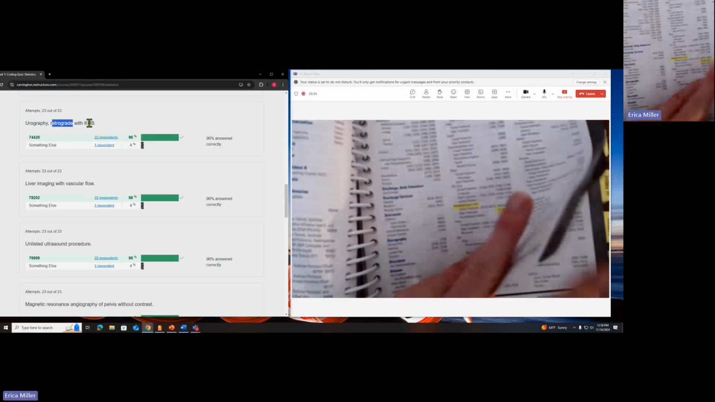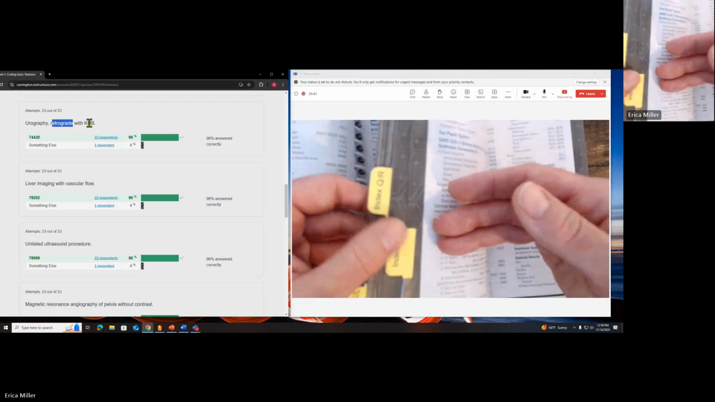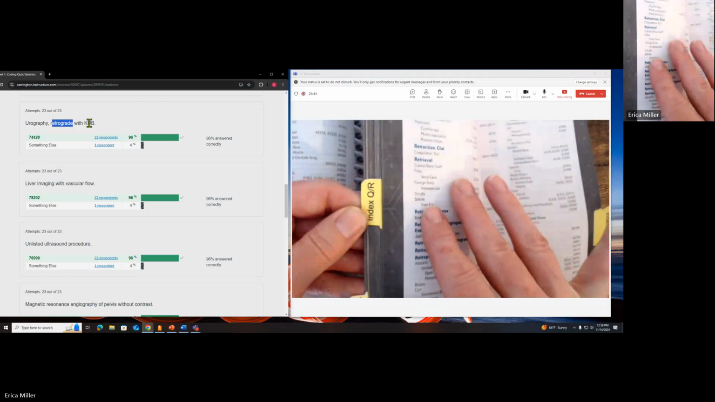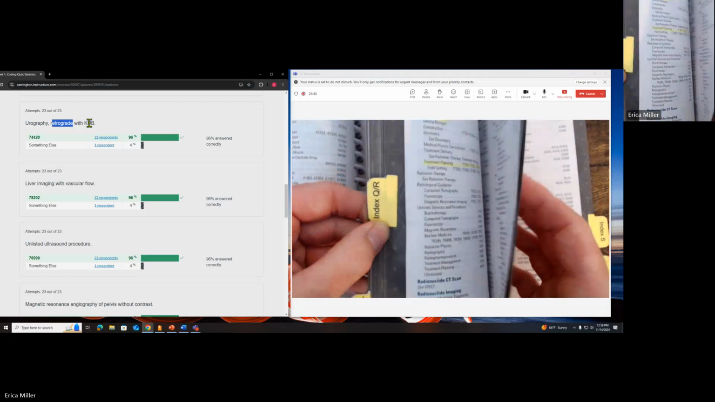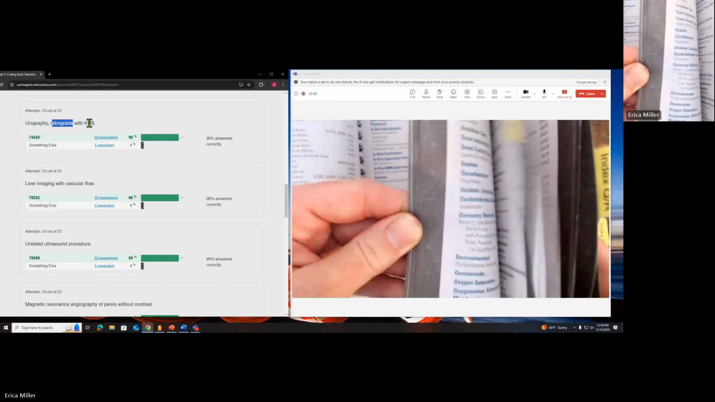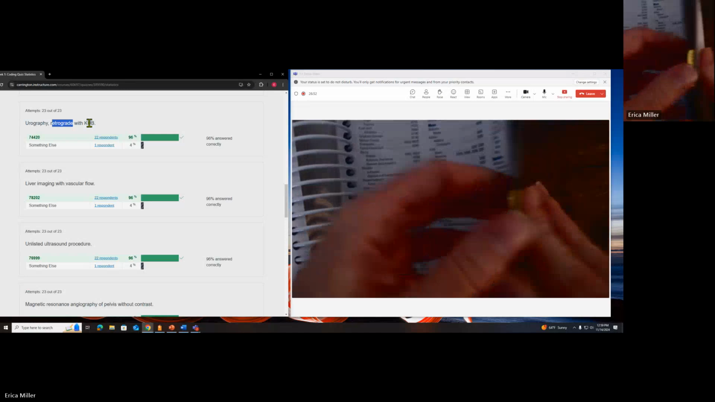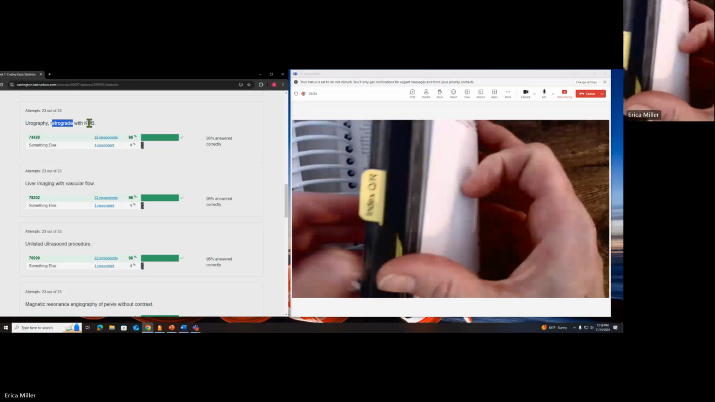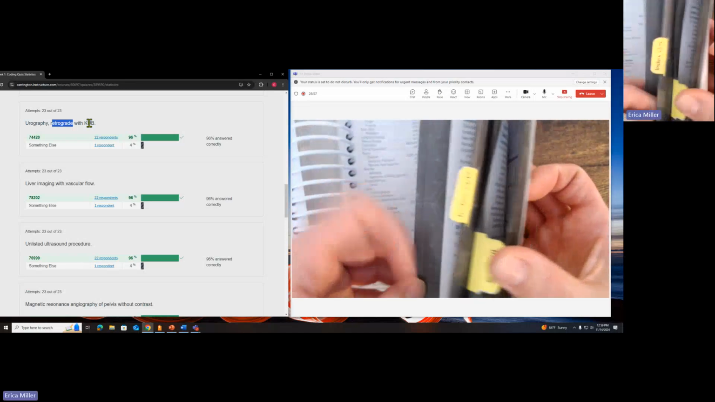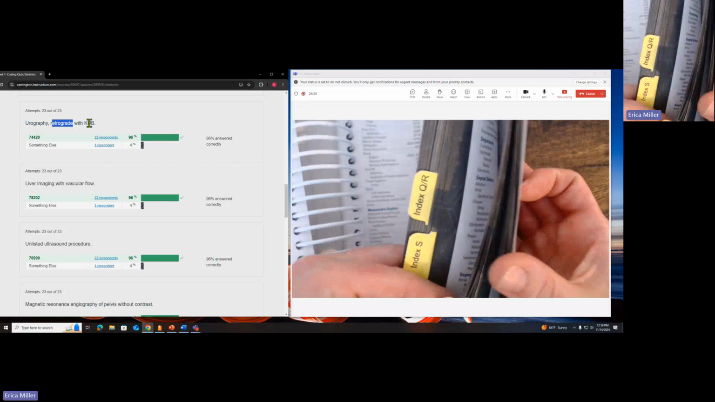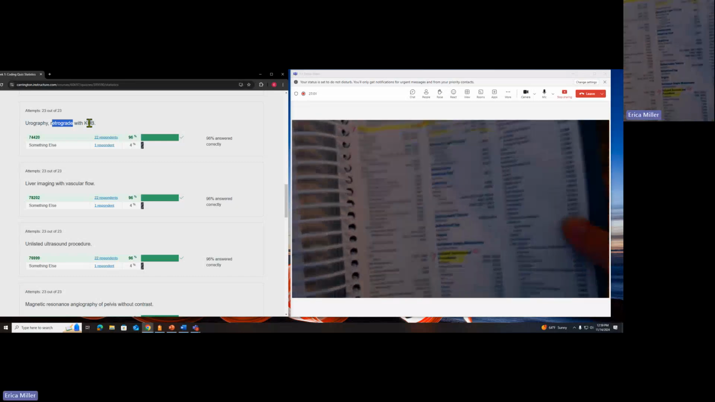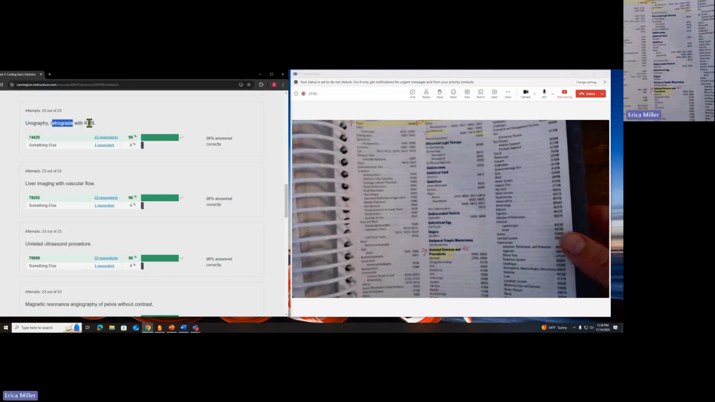Almost there. Come on now. QRS. Almost there. There you go. Okay. So into our U's.